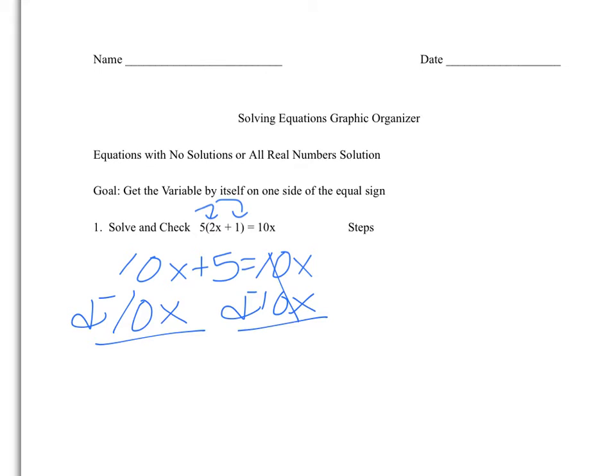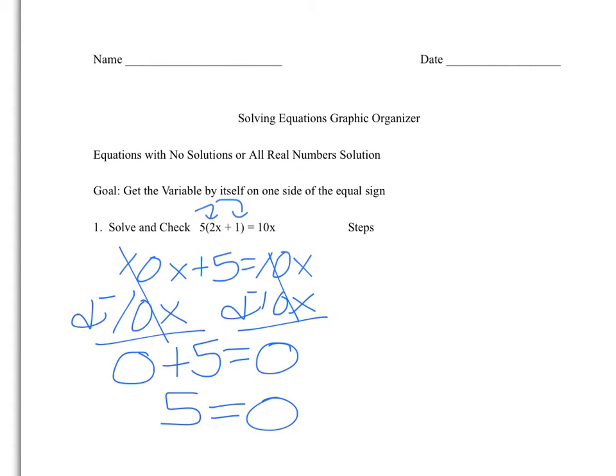What's going to happen here is I'm going to get 0. Not 0x, I'm going to get 0 because those cancel out. I'm going to have plus 5. And don't forget, on the right-hand side of the equal sign, you always have to put a number as well. Everything canceled over there, so I have 0. 0 plus 5 is 5, and I end up with 5 equaling 0.